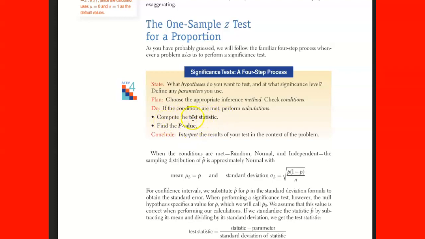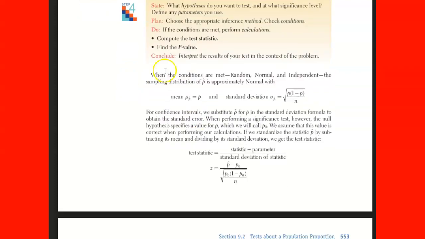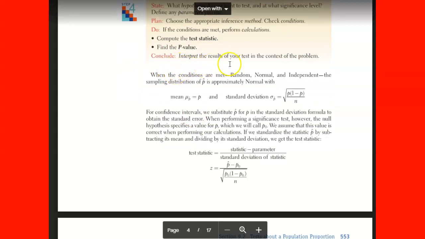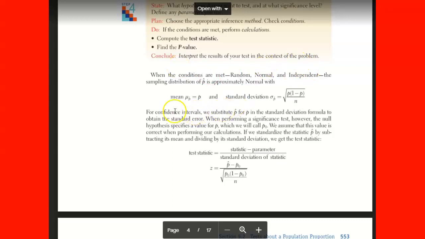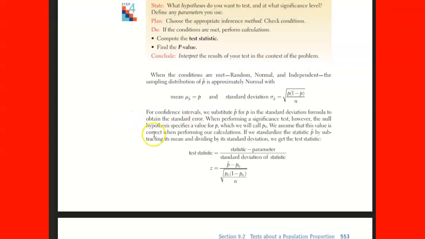When you do the test, it will tell you what the test statistic was, what was the z-score for your p-hat, and what's the p-value. And then in conclusion, you're going to say, I either reject the null hypothesis, so I have evidence of my alternate, or I fail to reject my null hypothesis, and so I don't have evidence in support of the alternate. Okay?